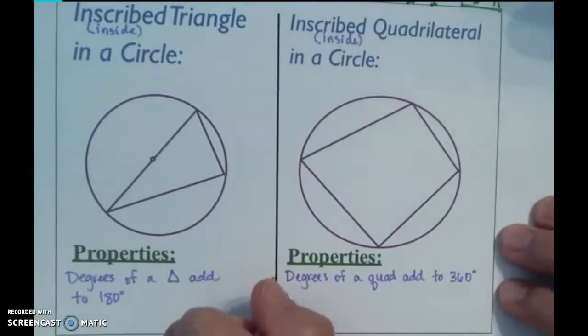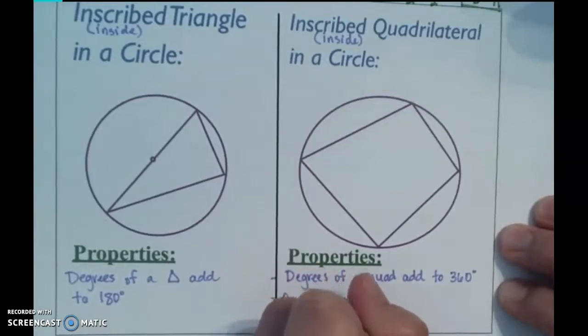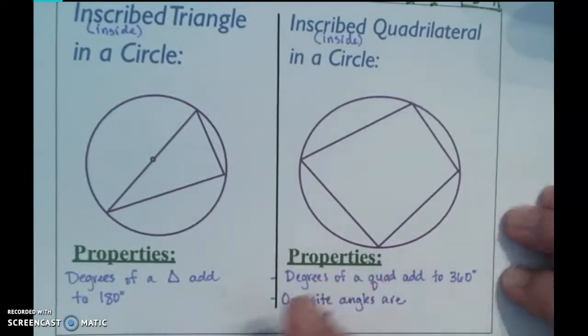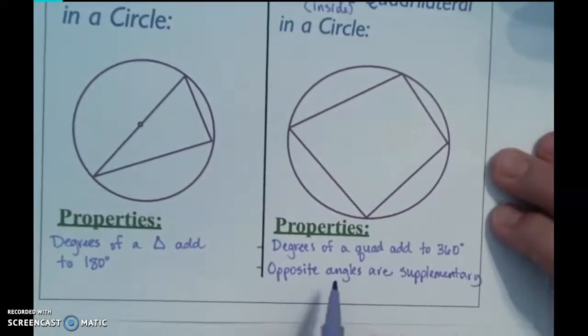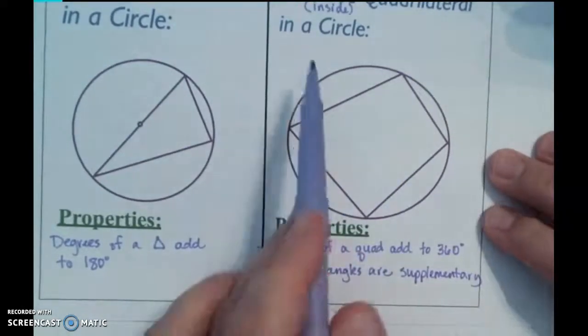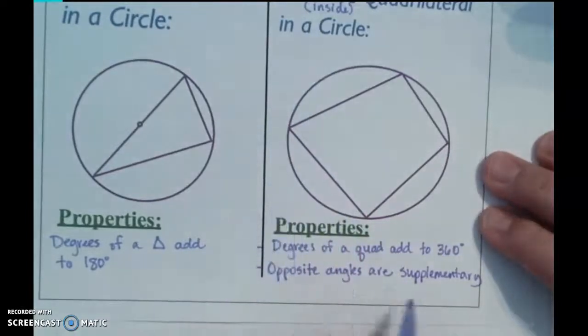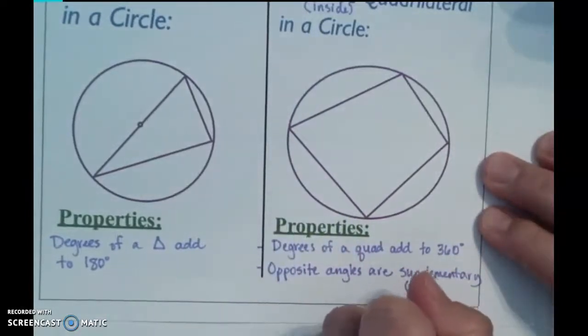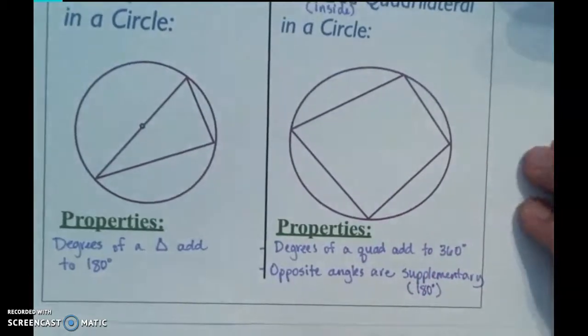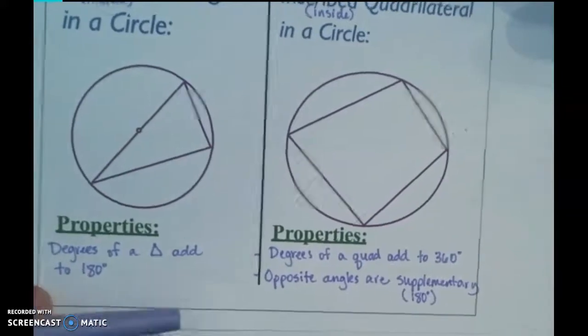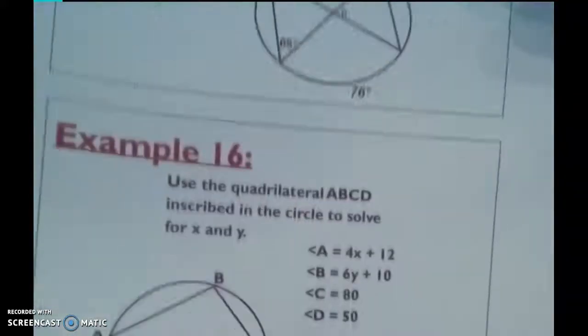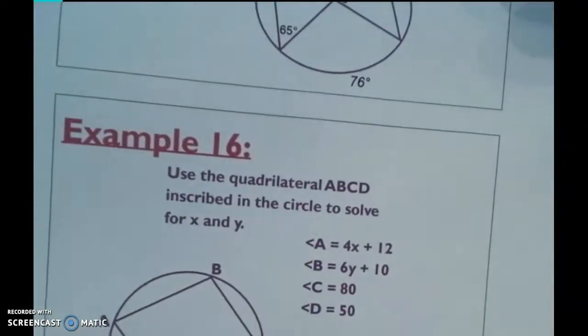and opposite angles are supplementary. So opposite angles are supplementary in this case because it's inscribed inside of a circle. Now supplementary, you can remember, is 180 degrees. Complementary 90, supplementary 180 degrees. So now let's look at some examples using those properties.